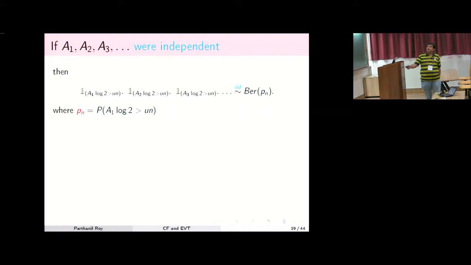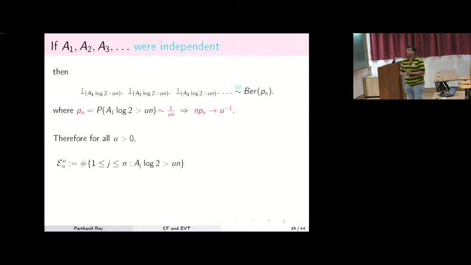And they will be Bernoulli with parameter Pn, where Pn is this guy, because all of them are identically distributed. I can just as well work with 1. Now, I know that n times Pn is going to u power minus 1. I just told you in the previous slide. Therefore, for all fixed u positive, if you look at the number of exceedances of the digits, I'll write this down for you.